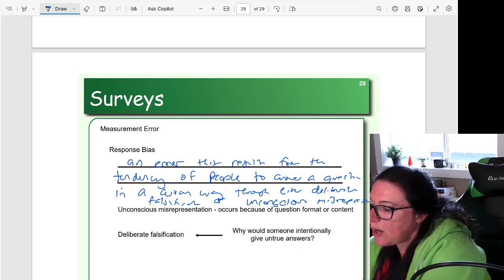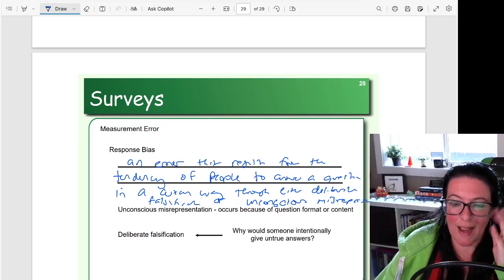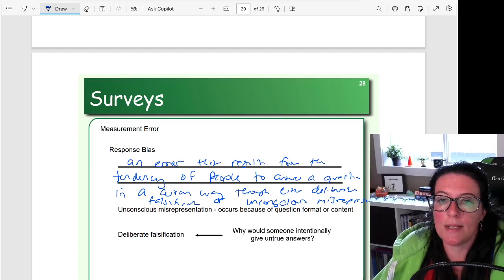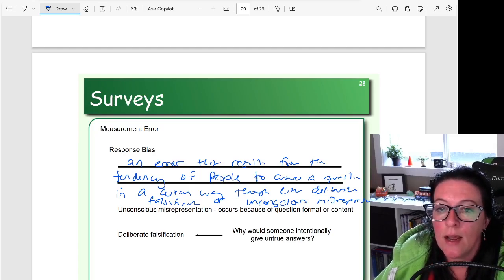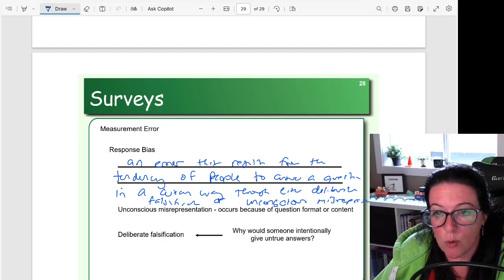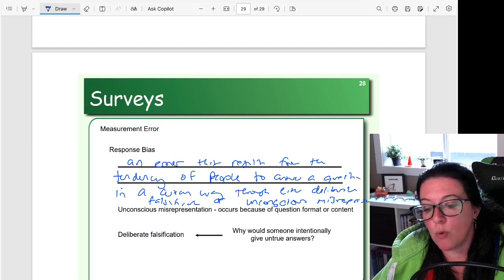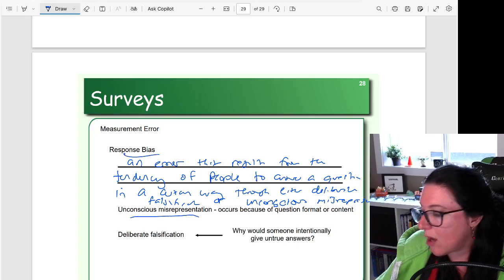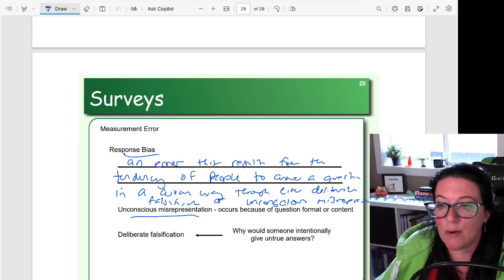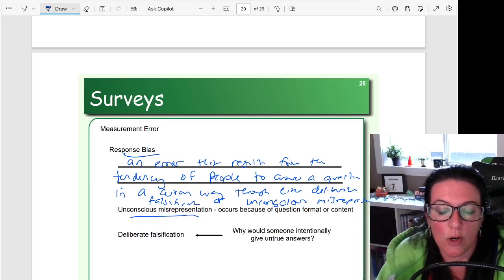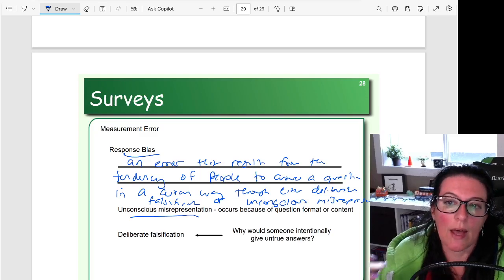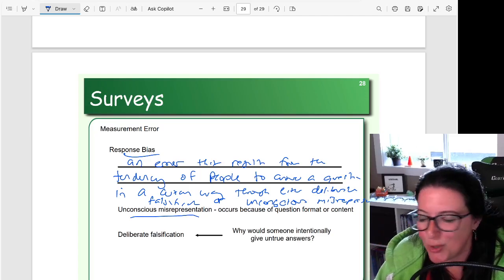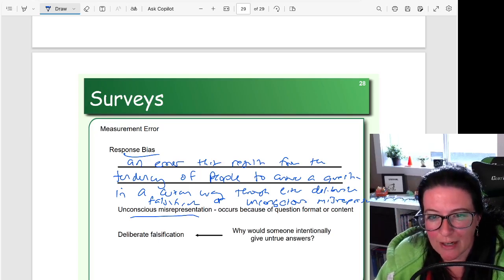So if it is unconscious misrepresentation, so the answers they're giving in their responses are not true, but it's because there's a misunderstanding. That can be because of the way you worded the question, the formatting, the order of the questions that creates confusion. So if it's unconscious misrepresentation that's causing your response bias, you can resolve this by doing a pretest of your questionnaire, by double checking that you are not creating double-barreled questions, that you're avoiding the words we told you to avoid, and making sure we're clear and concise.